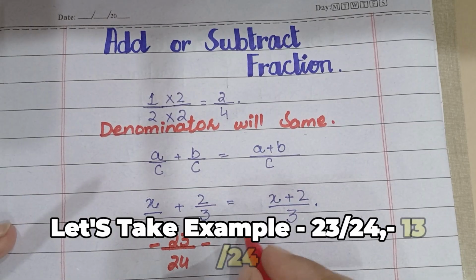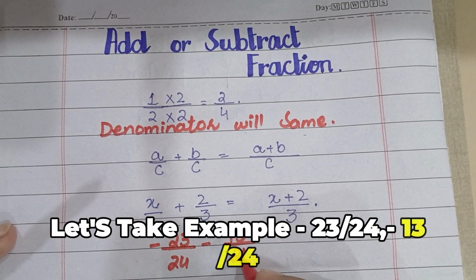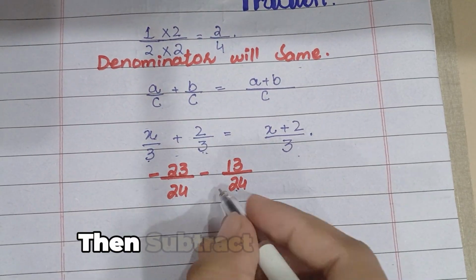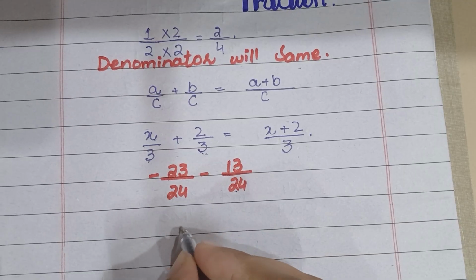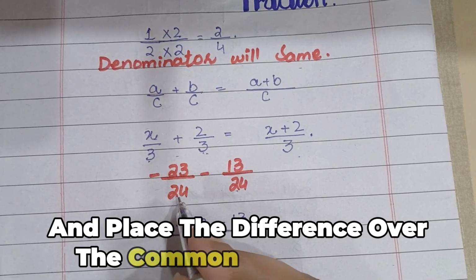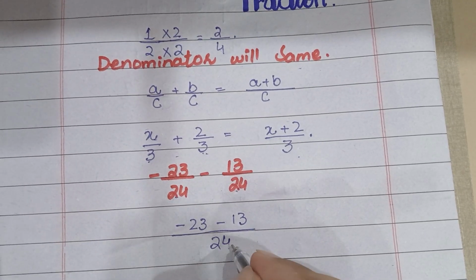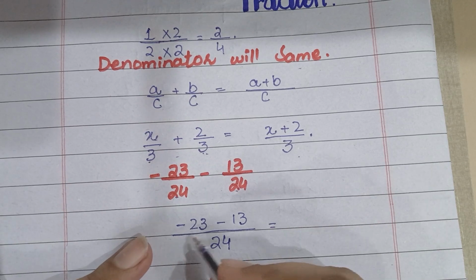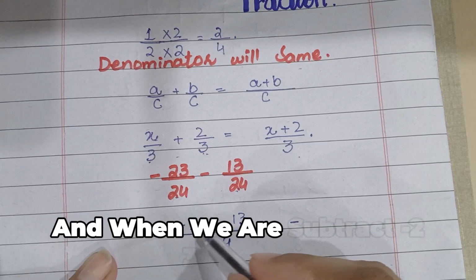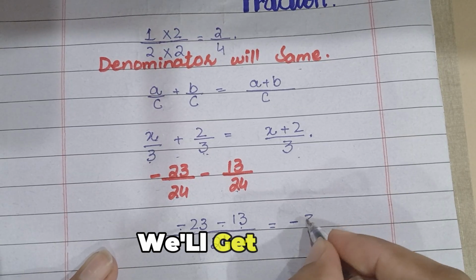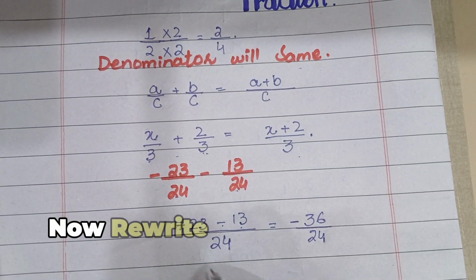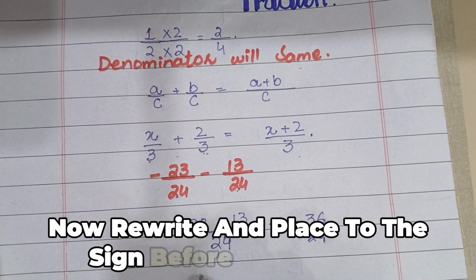24th minus 13/24. In this case, the denominator is also common, so subtract the numerators and place the difference over the common denominator, which is 24. Now let's solve. Minus minus is plus, but the sign will be negative. And when we add 23 and 13, we get 36 over 24. Now rewrite and place the sign before the fraction.